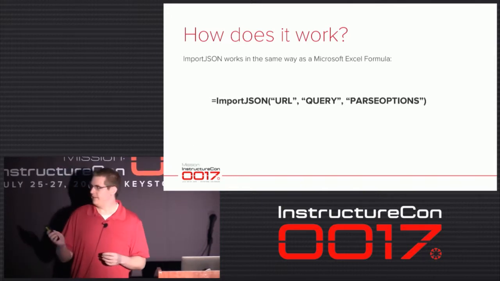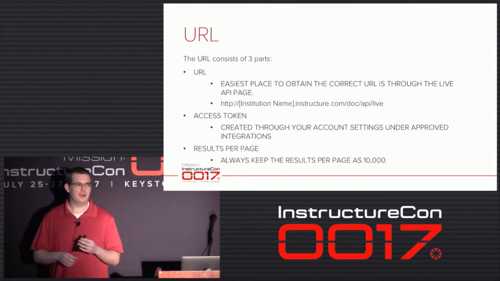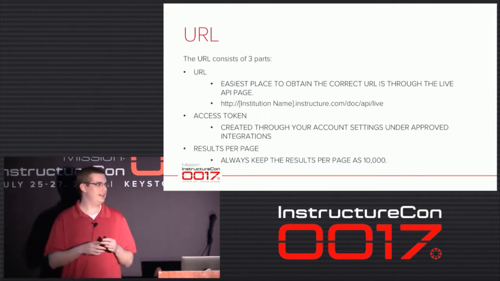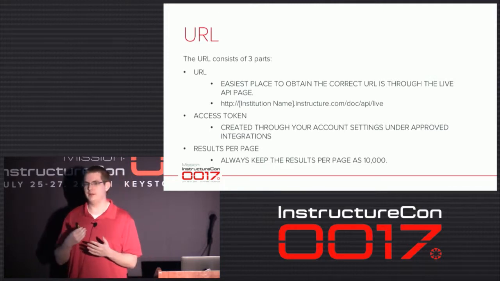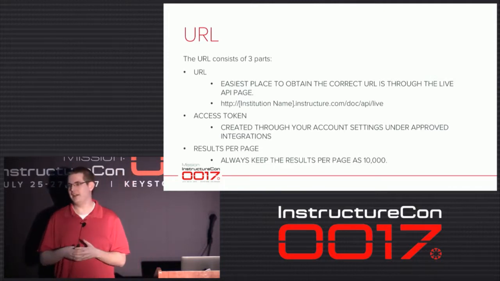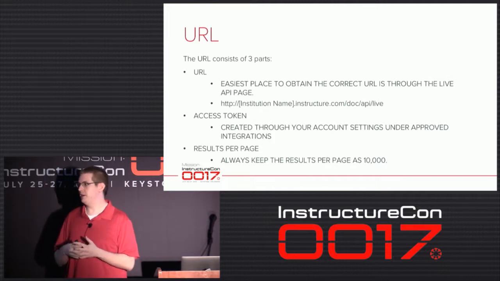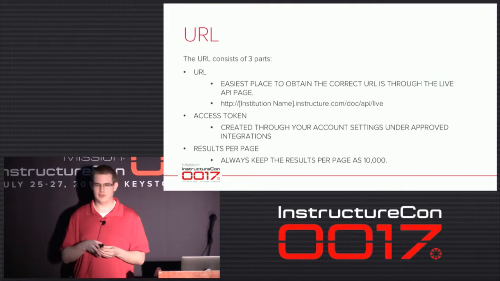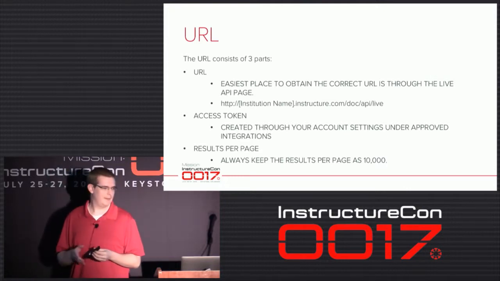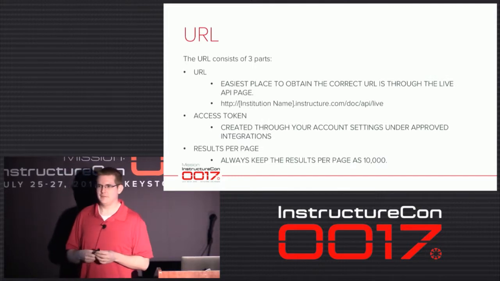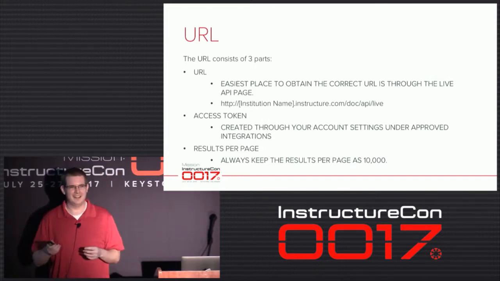Okay, so the URL is comprised of 3 different parts. First of all, it needs to know where to get the information from. So that's going to be the Canvas API URL. The easiest way to get that is through the live API. If you did not see it last year, there was an amazing presentation on it, but it's basically your institution name .instructure.com/doc/API/live. I know it's kind of long, but it's up there.